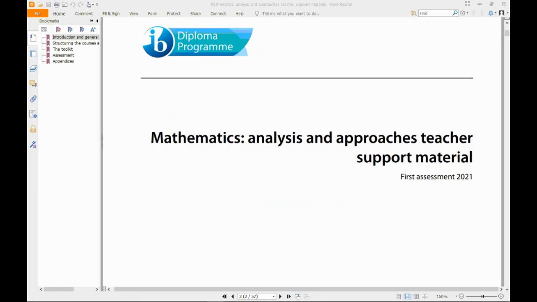Next, I want to show you some of the content that the IB has published to help students choose a topic. Everything I'm going to show you here you can find online, or you could ask your teacher to share it with you. We're looking at the teacher support material. Yes, this is the analysis and approaches document, but we're looking at the appendices, and that's going to be identical for the applications and interpretations.